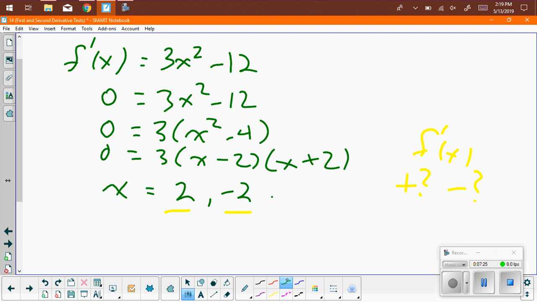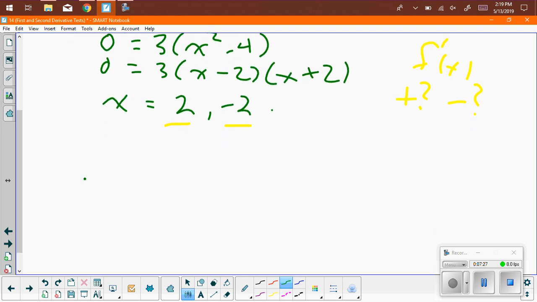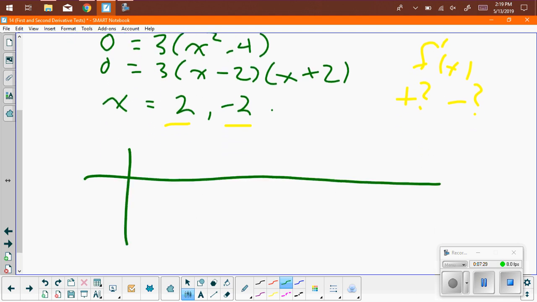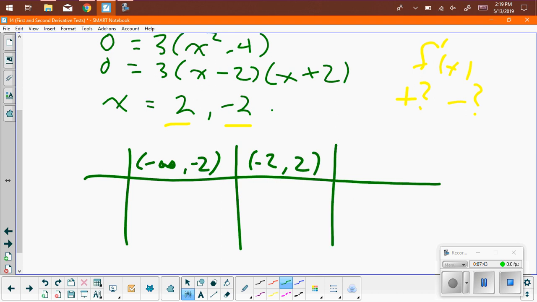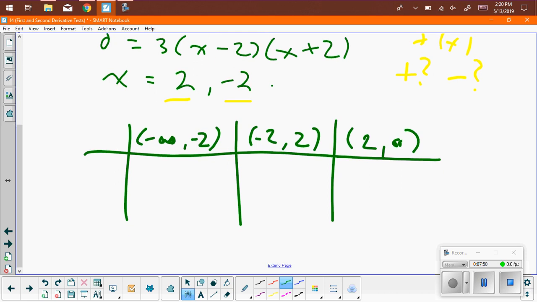So I'm going to draw a little interval chart, and we'll check out what's going on. My two roots are 2 and negative 2. So my first interval is from negative infinity to negative 2, my second interval is from negative 2 to 2, and my third interval is from 2 to infinity. Then down the side, I'm going to list the different pieces of my function: a constant 3, a factor x minus 2, and a factor x plus 2.